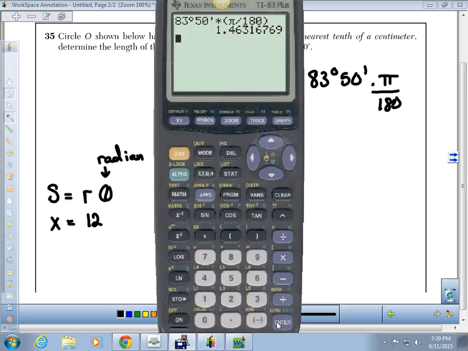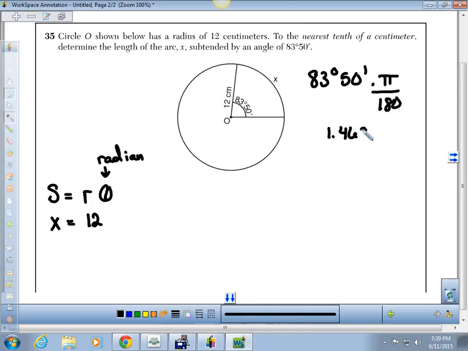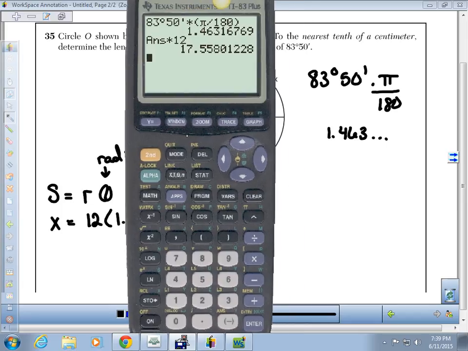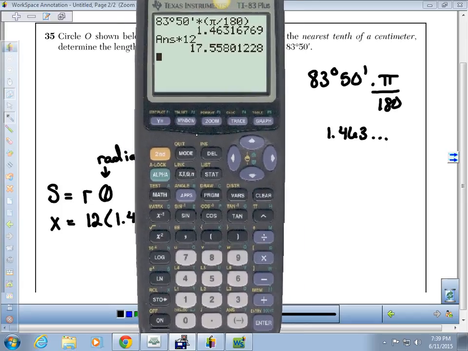1.463167669. Do I want to round this? I absolutely do not want to round this. So this is equal to 1.463... So now can I use that? Yep, and we're going to multiply it by 12. So we'll go into our calculator and multiply 1.463... by 12. Okay. And now can we round? Yep, and what do they want us to round to? Nearest tenth.